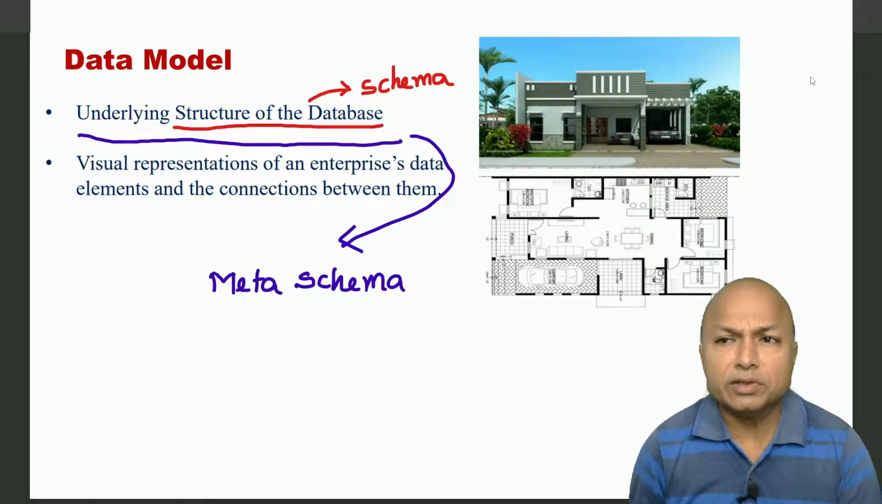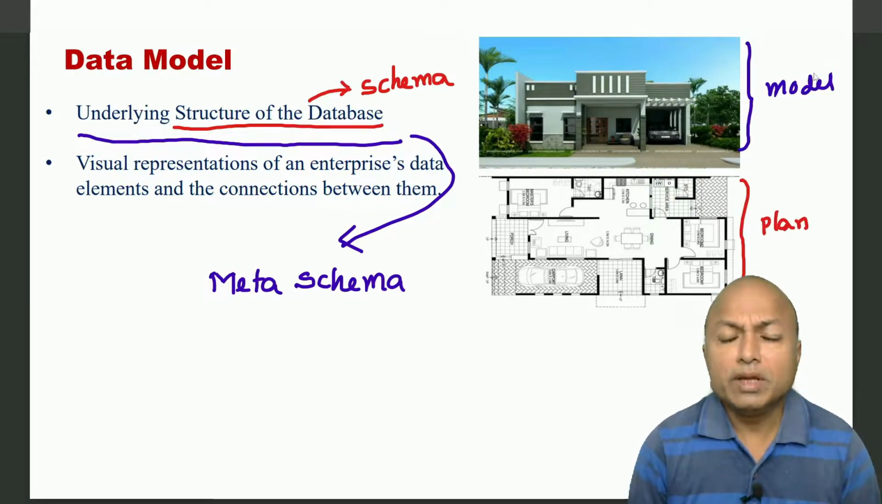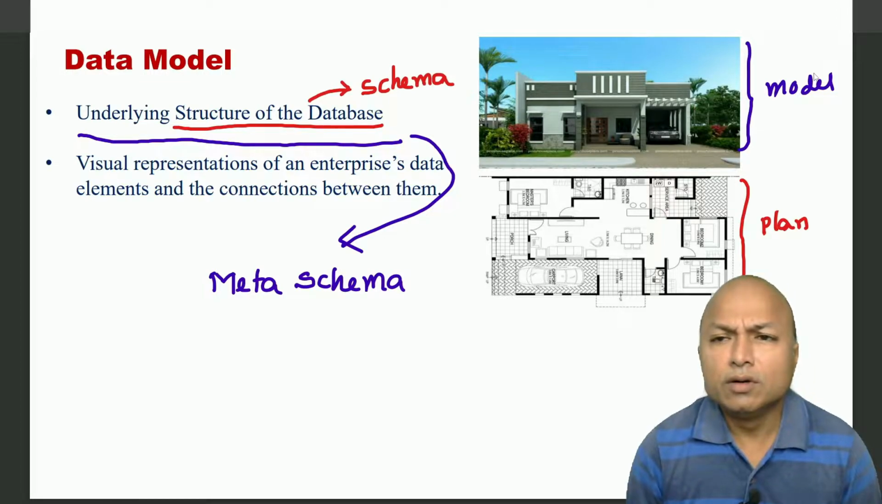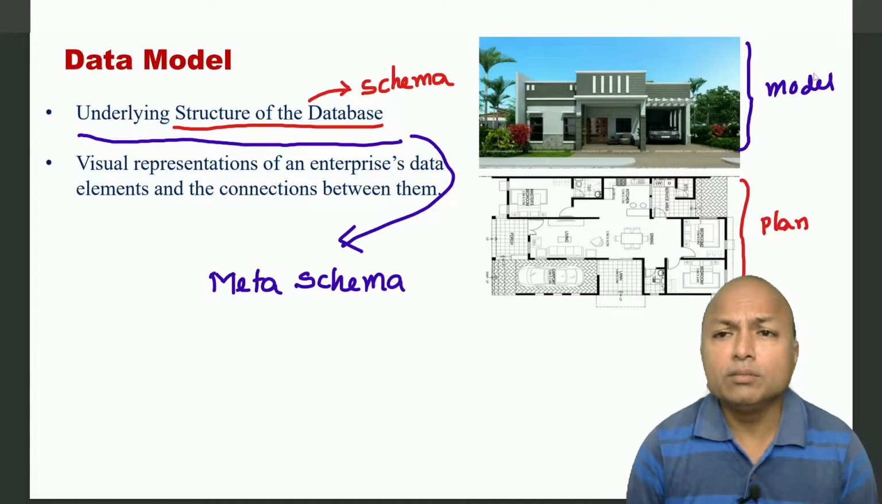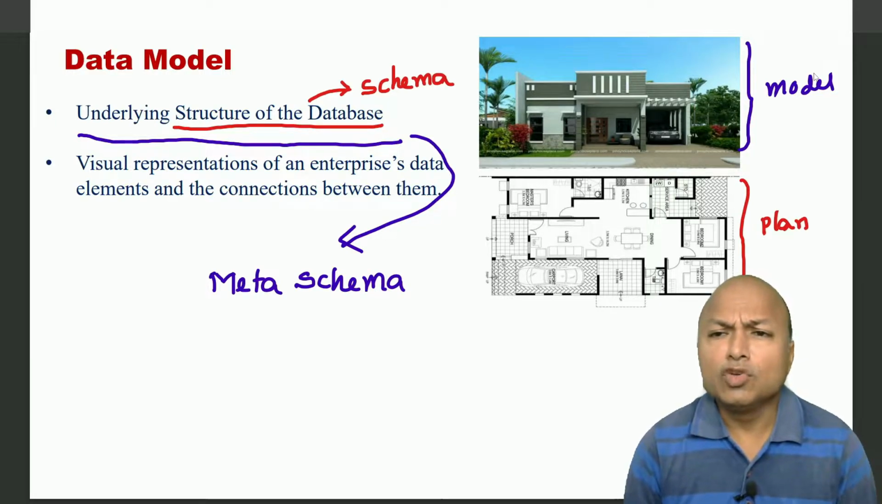Let us consider this picture. In this picture, you can see one is a model of a house, another one is the plan of a house. We have different types of house models. You might be knowing, one type of house model may be bungalow type, another type duplex model, another one villas model. So by model you can say what is that particular house.